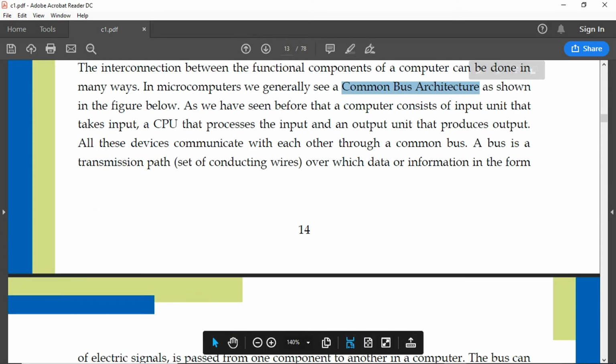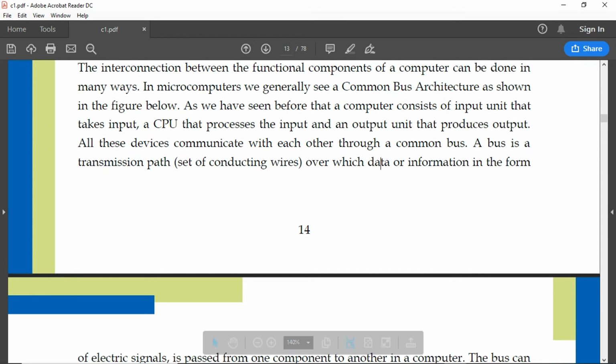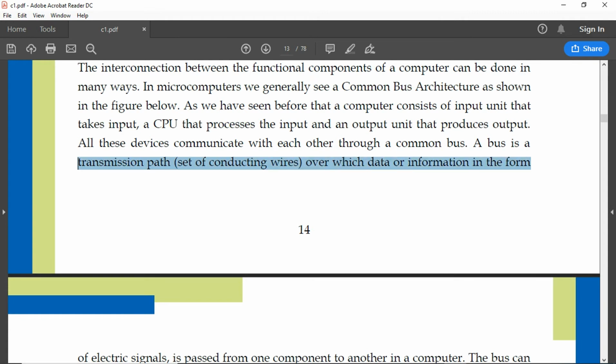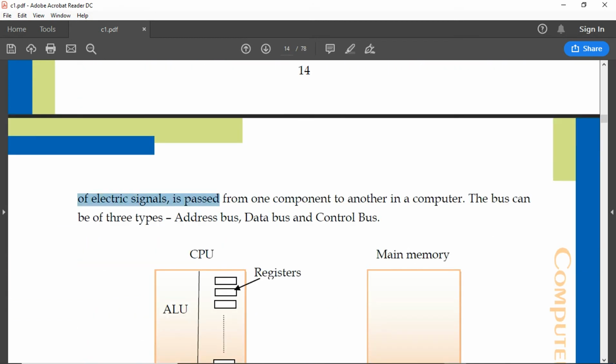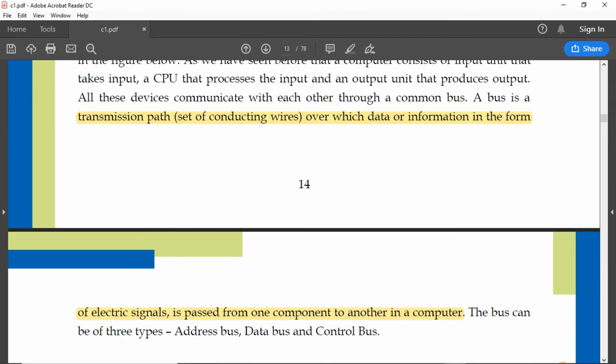As we have seen before that a computer consists of input unit that takes input, a CPU that processes the input and an output unit that produces output. All these devices communicate with each other through a common bus. A bus is a transmission path, set of conducting wires, over which data or information in the form of electric signals is passed from one component to another in a computer. The bus can be of three types: address bus, data bus, and control bus.